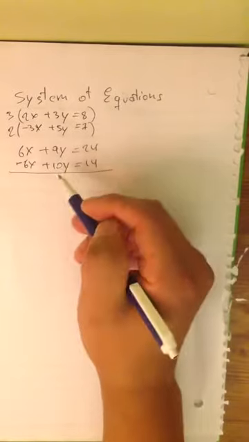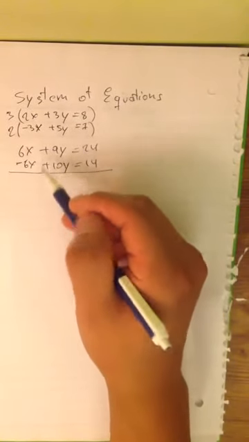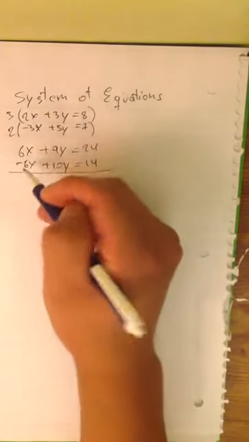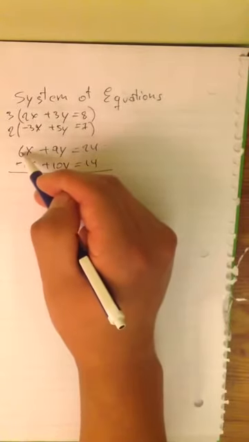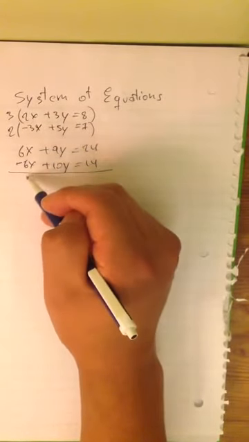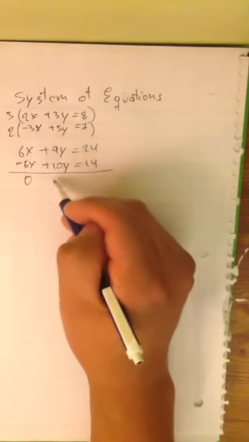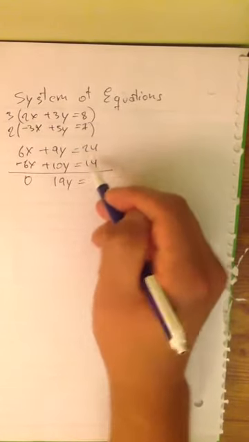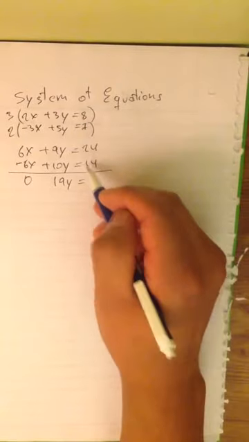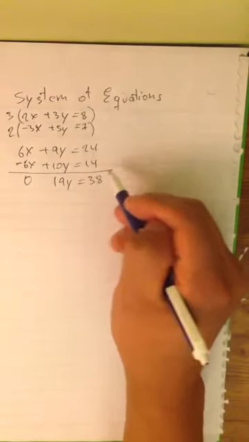So now we can solve for y by canceling x by subtraction. Okay, so 6x minus 6x is just 0. 9y plus 10y is 19y. And 24 plus 14 is 38.